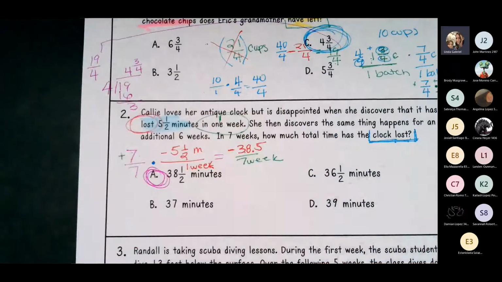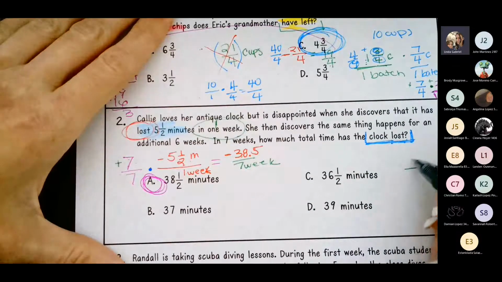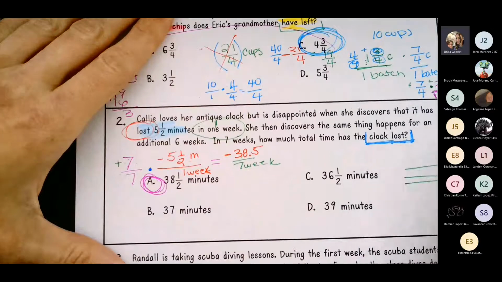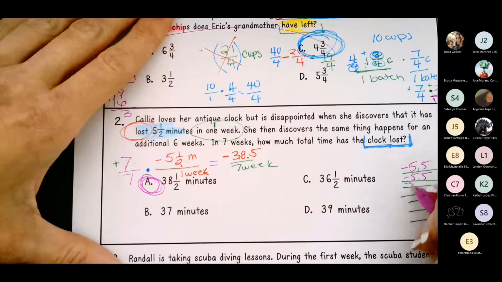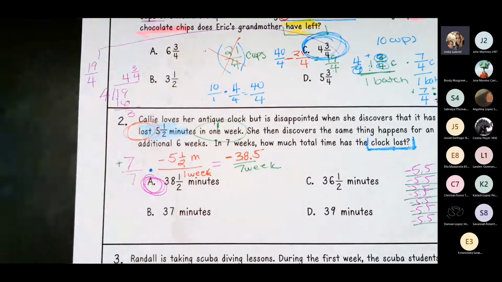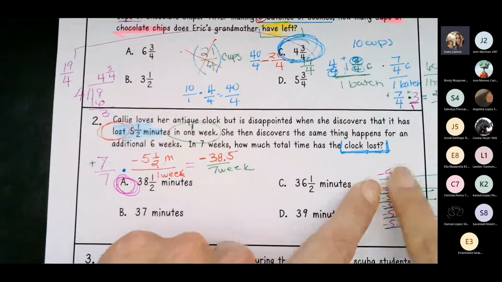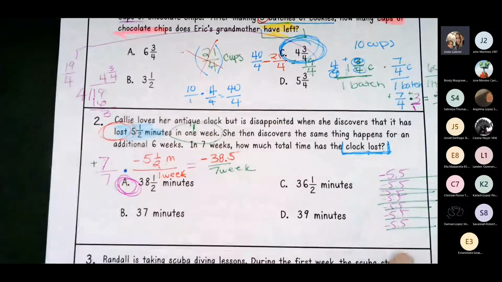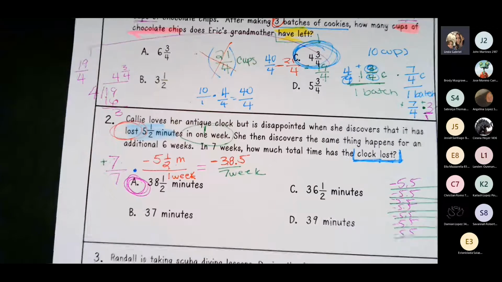Because we knew each week it was going to lose 5.5 minutes. Like if we look at it as here's week 1, week 2, week 3, week 4, week 5, week 6, week 7. If I lost 5.5 here, lost 5.5 here, lost 5.5 here, and so on through the 7th week, I can just add that all up, right? Because I know in that span of time, I lost 5.5 minutes each week. So you could even just add these up too. Does that make sense?